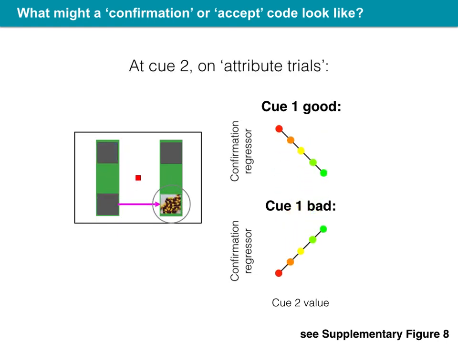We can also define a similar regressor on the attribute trials, where I shift my attention from one side of the screen to the other side. But here the sign of that belief confirmation regressor is going to be flipped. In other words, now if I see a good first item, then actually seeing a bad second item confirms my belief about which option I should choose. And the converse is true if I saw a bad first item. So now if I see a bad first item and a good second item, that's going to confirm my belief.